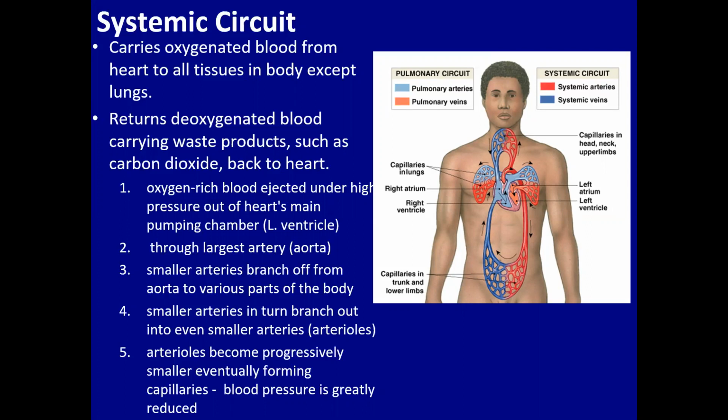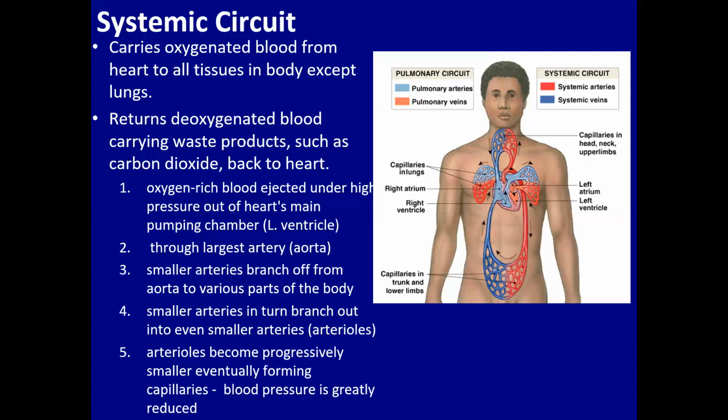The pulmonary circuit is the lighter colors, and this is when blood goes to and comes out of the lungs. And the systemic circuit is carrying oxygenated blood from the lungs to all areas of the body, except to the lungs. And it's returning the deoxygenated blood and waste products back to the heart. All right.